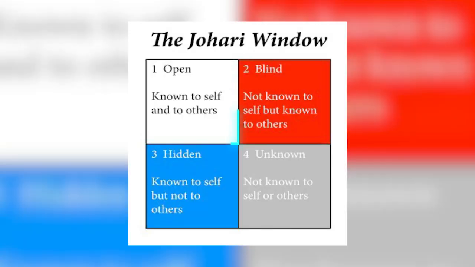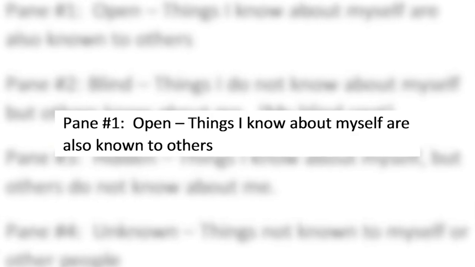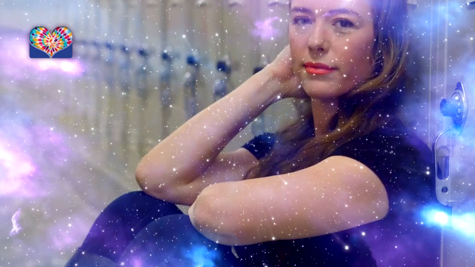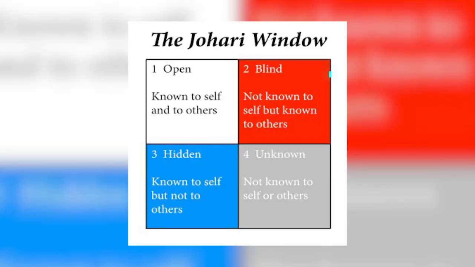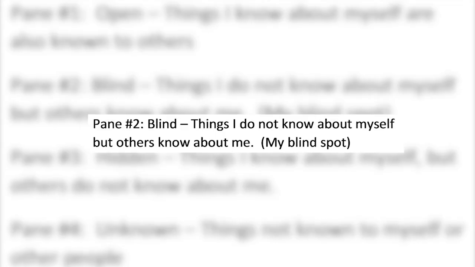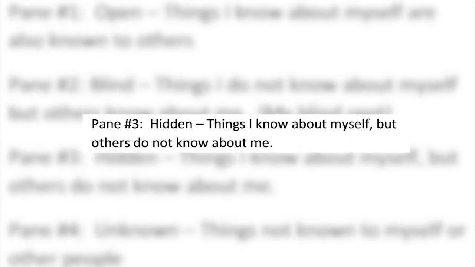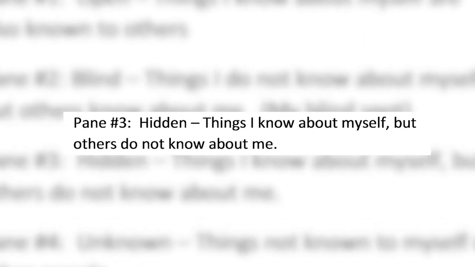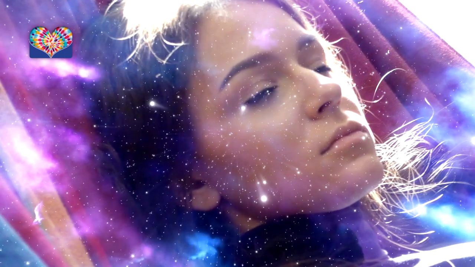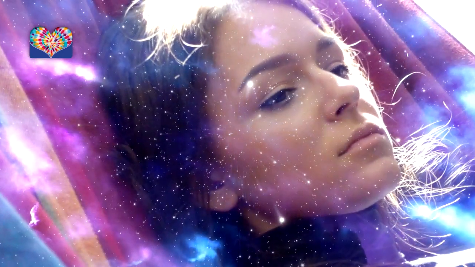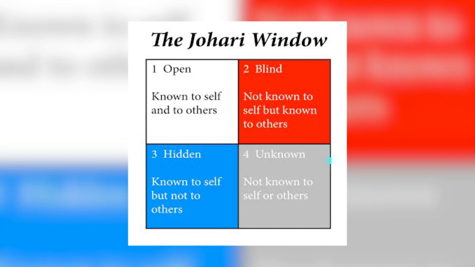Pane number one means that it's open. It's the things that I know about myself that are also known to others. Pane two has to do with our blind spot, things that I do not know about myself, but others know about me. Pane three is considered hidden, things that I know about myself, but things that others do not know about me. This is your private self. And pane four is called the unknown, things not known to myself or other people.